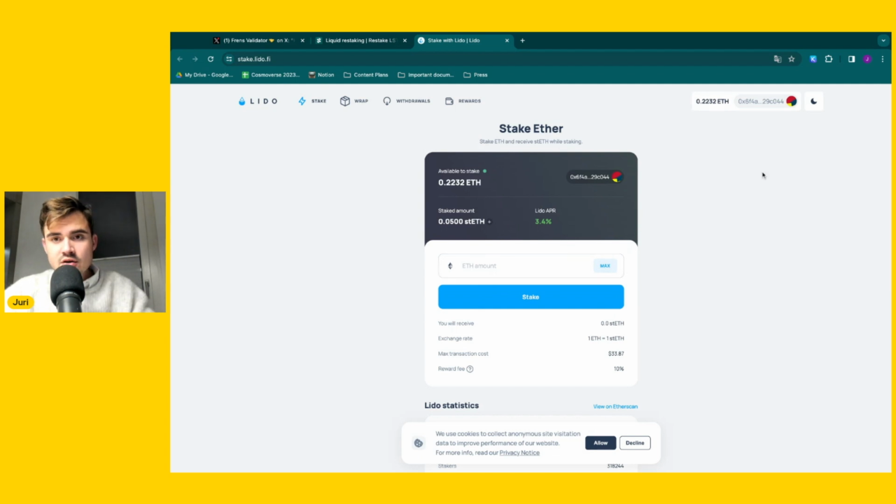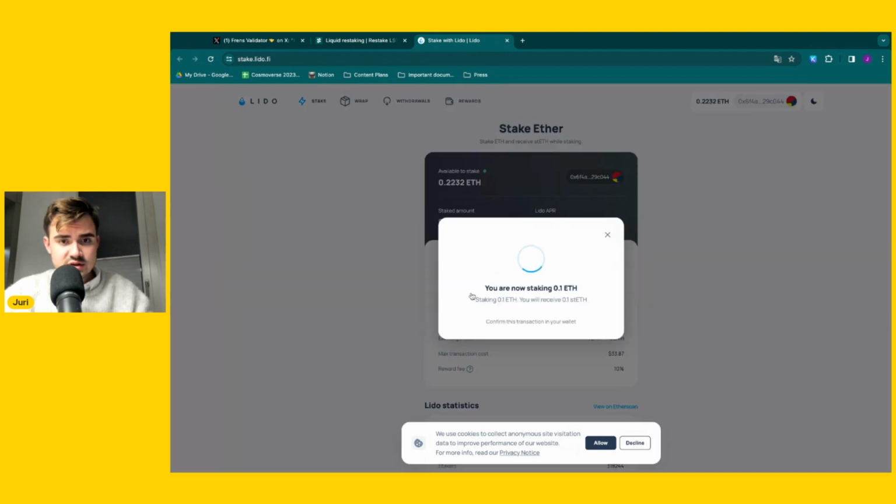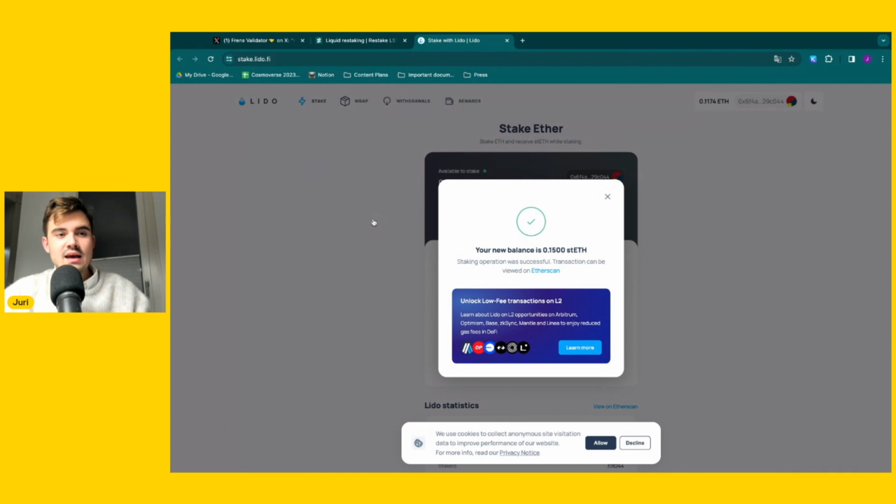I already connected my MetaMask here. Currently I have 0.22 ETH here. And now I say, okay, I want to get another 0.1 ETH liquid staked. I connect my wallet. Very intuitive. I sign everything in my MetaMask. And voila, I'm liquid staking 0.1 ETH.